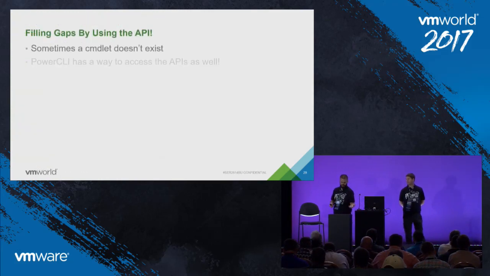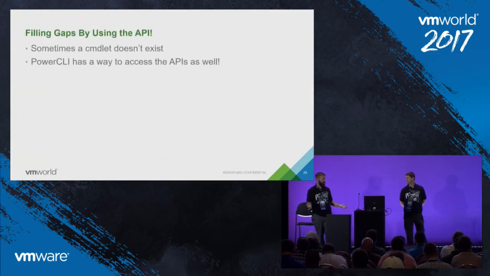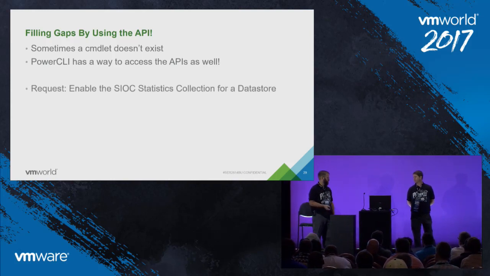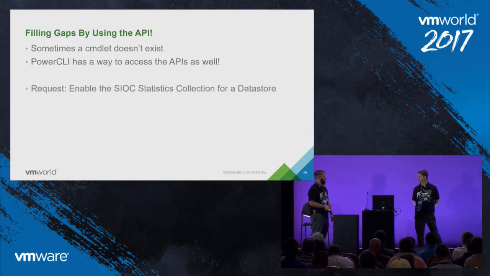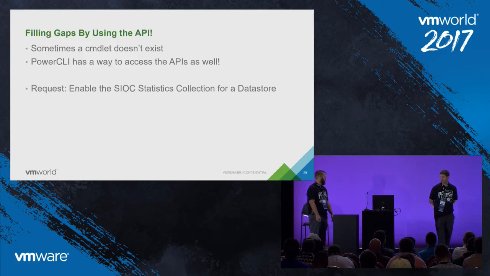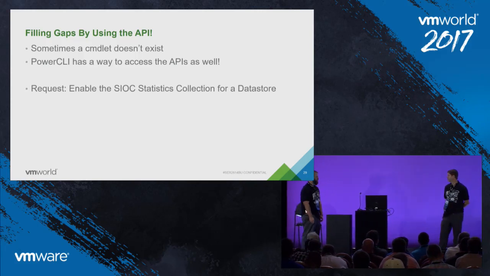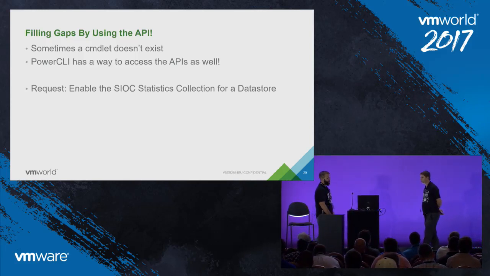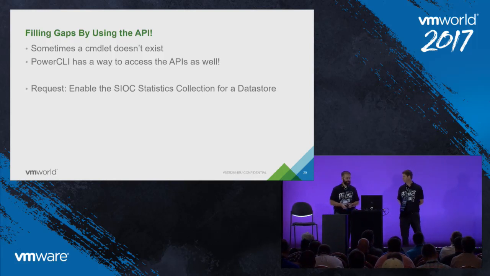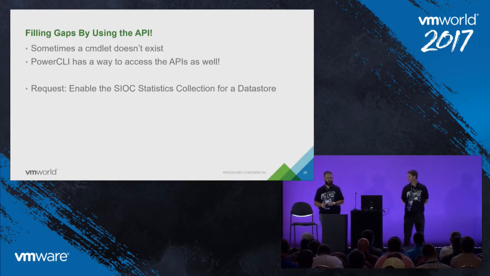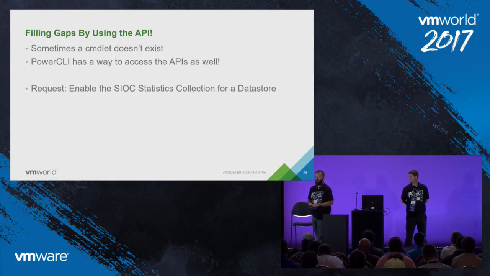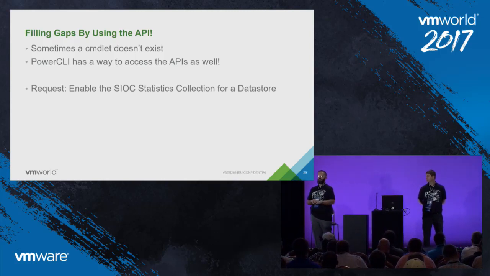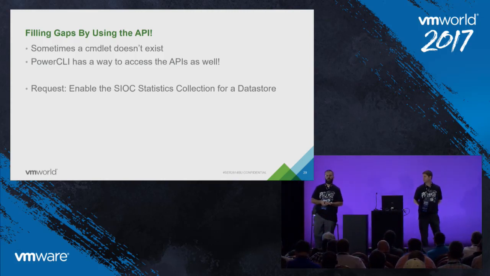Okay, so what happens if PowerCLI didn't create a cmdlet for you to use? You didn't create a cmdlet for that? I don't know. Maybe there's something where you can look under the covers, look at views of things. Absolutely. So what happens if there isn't a cmdlet available for what you're trying to do?